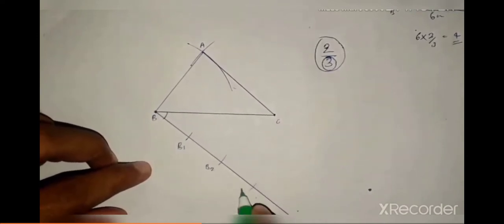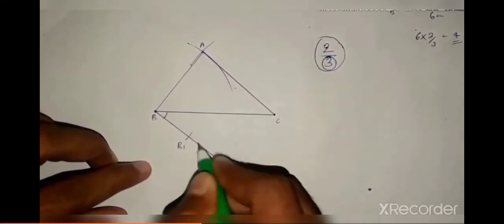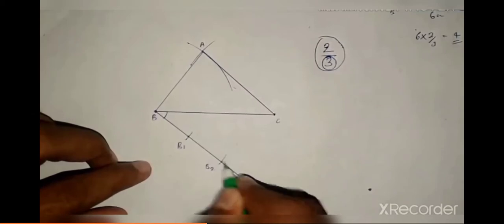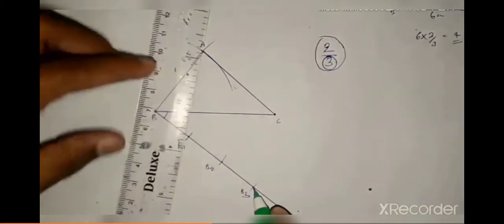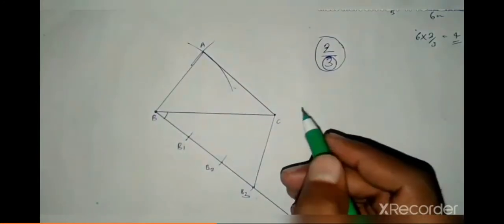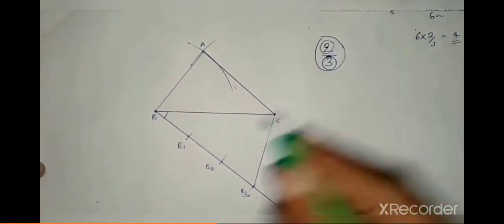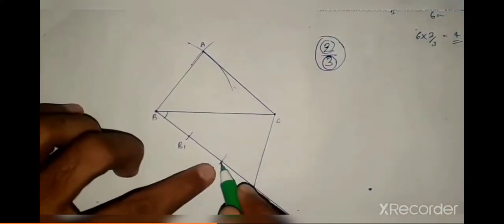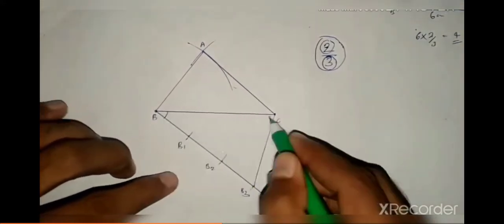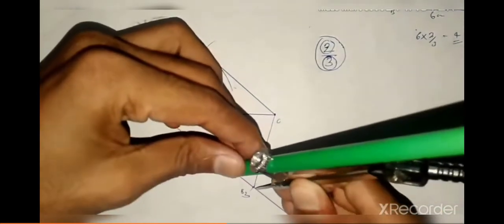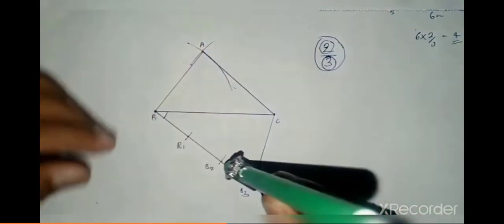So here we have taken 2 centimeter, and I mark the points as B1, B2, B3 because B is on the ray. Now join B3 to C, as we did for the line segment. That is because the denominator is 3. Now the numerator is 2 parts. So we have to draw a line through B2 such that it is parallel to B3C. How do you draw it?